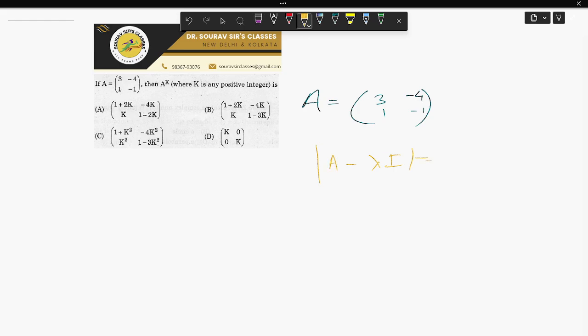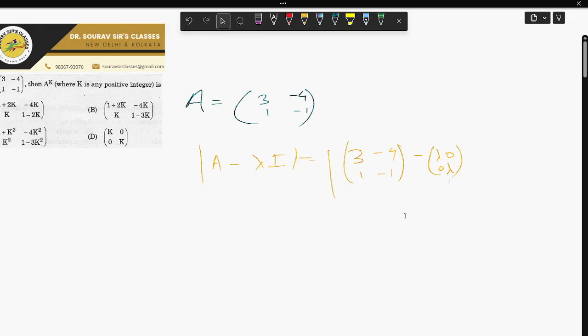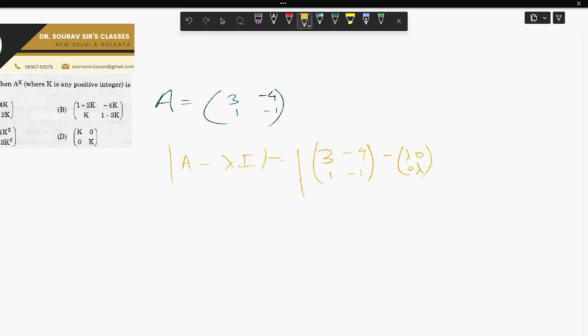Okay. So that will be what now? That will be the determinant of the matrix [3, -4; 1, -1] minus lambda times [1, 0; 0, 1], and that is equal to 0. So then we will get the determinant of [3 minus lambda, -4; 1, -1 minus lambda], that is equal to 0.